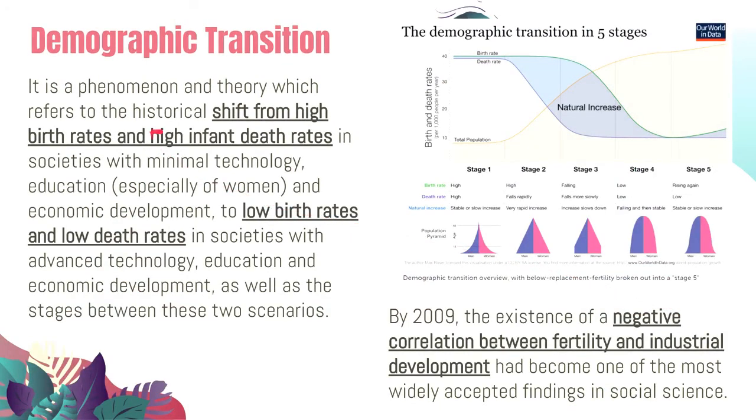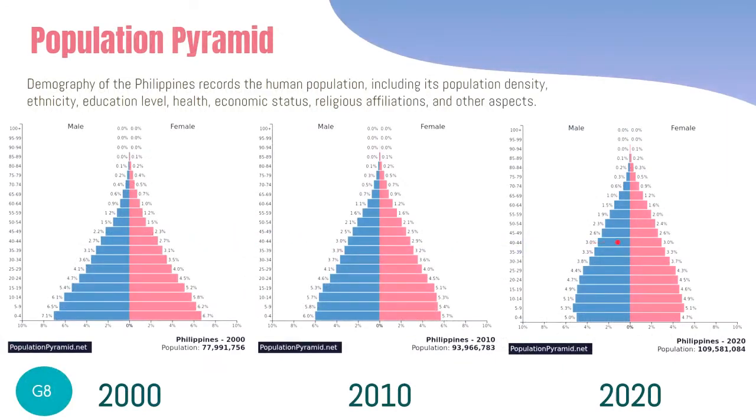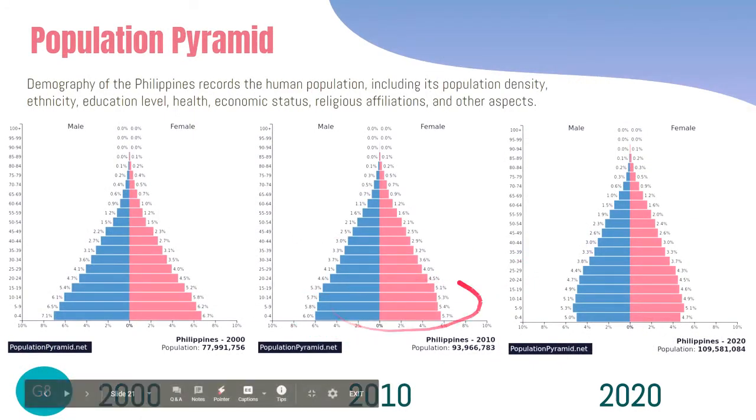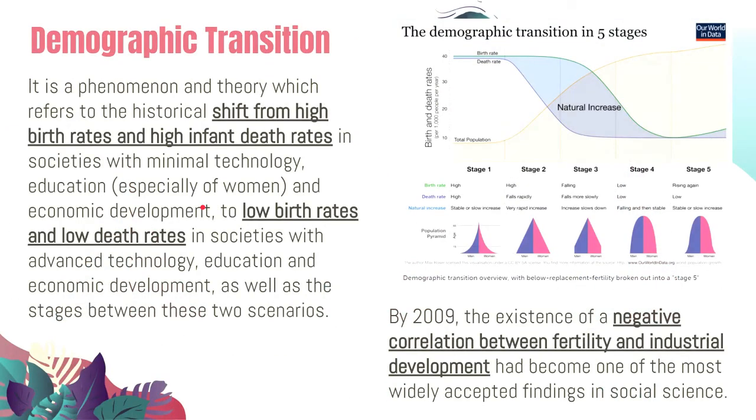Now, this phenomenon, this shift in population pyramid can best be described by the concept of demographic transition. So this is a phenomenon and theory which refers to the shift from high birth rates and high infant death rates to having low birth rates and low death rates. It's the shift from having more children to having fewer children. That's demographic transition.